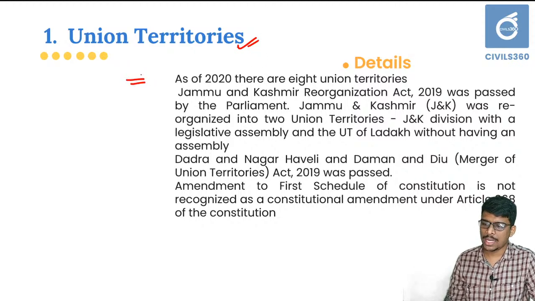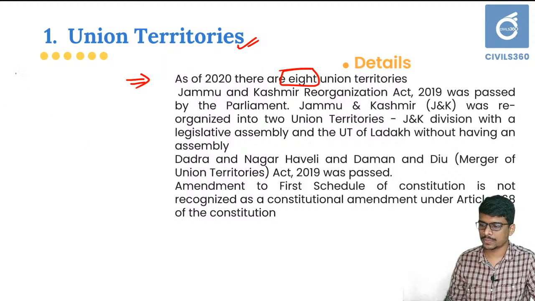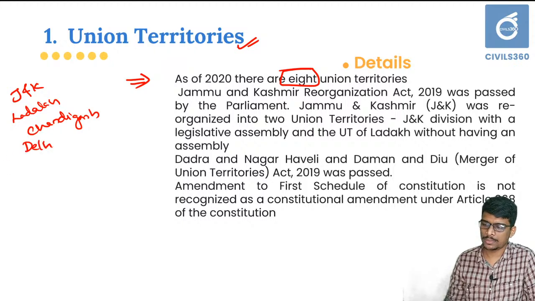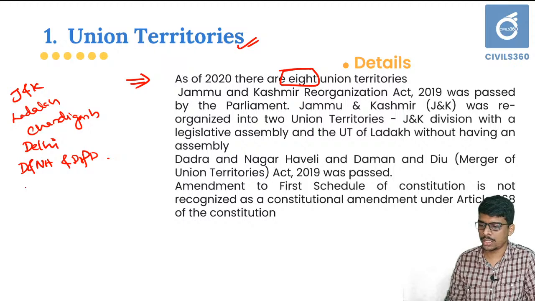Currently India has 8 union territories. Which ones are they? Jammu and Kashmir, Ladakh, Chandigarh, Delhi, and Dadra and Nagar Haveli and Daman and Diu, which is merged into one.